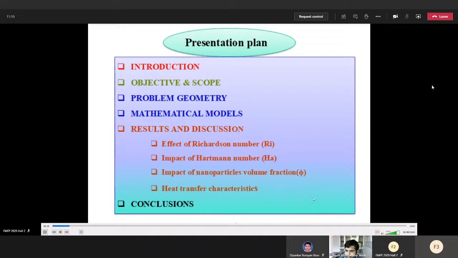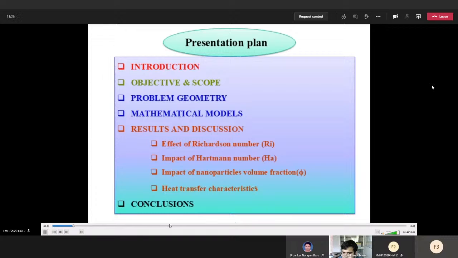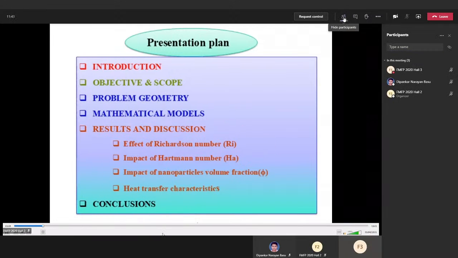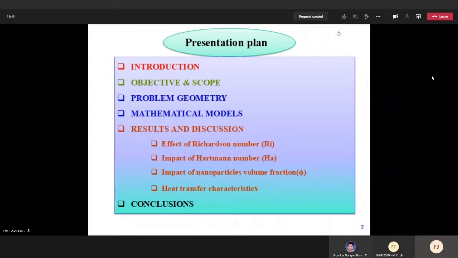My presentation plan: first, the introductory section; next, the objective and scope of the study; the problem geometry and boundary conditions; mathematical models; analysis, results and discussion, which includes the effect of Richardson number, impact of Hartmann number, nanofluid particle volume fraction, and impact on the flow and heat transfer characteristic analysis. Finally, the concluding remarks.